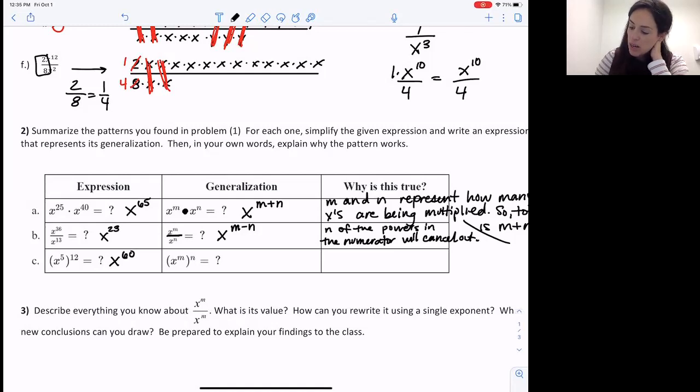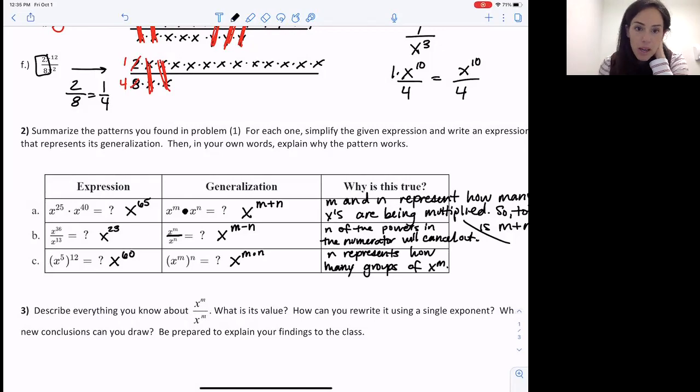So what am I doing here with my exponents? When I raise a power to another power, I'm multiplying those exponents together. Okay, so n represents how many groups? Well, when I have how many groups, I know I need to multiply.